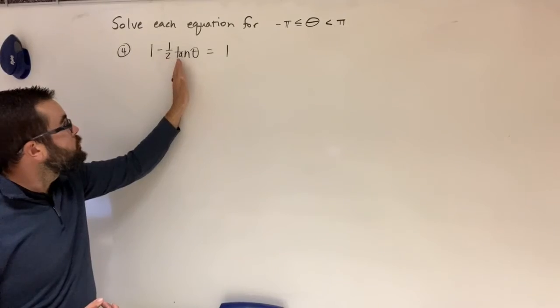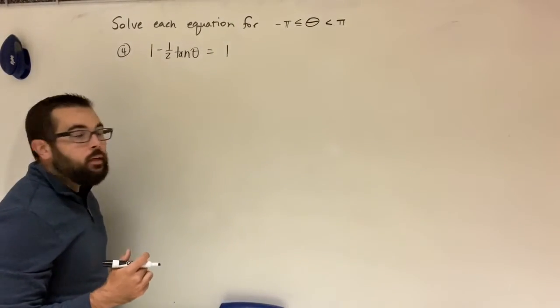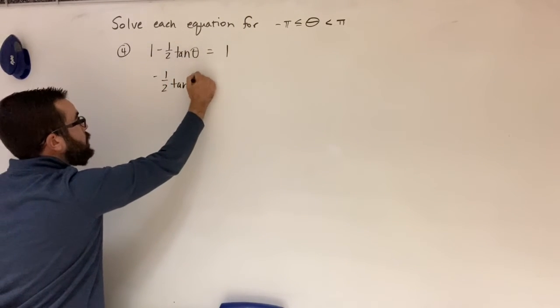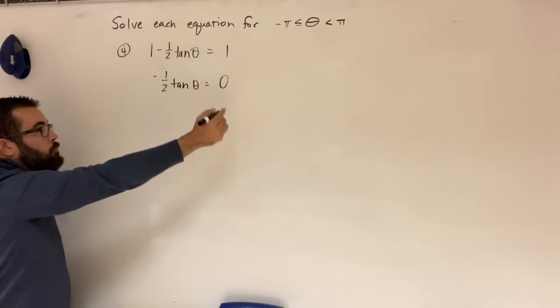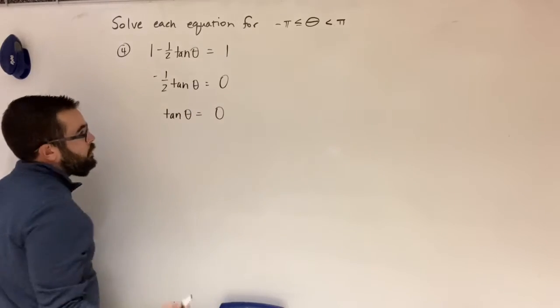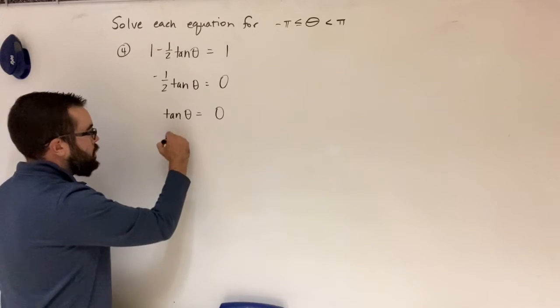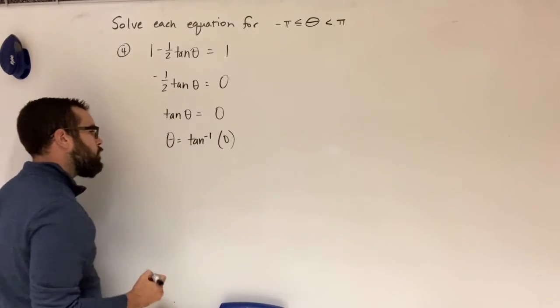So let's look at this one. We have 1 minus 1/2 tan theta is equal to 1. Subtract 1 from both sides, you have negative 1/2 tan theta is equal to 0. Multiply both sides by negative 2. You'd still get 0 there. So now the inverse tangent of 0.